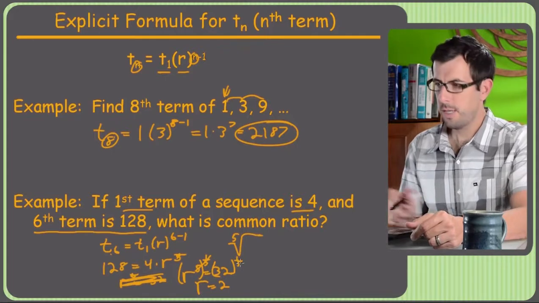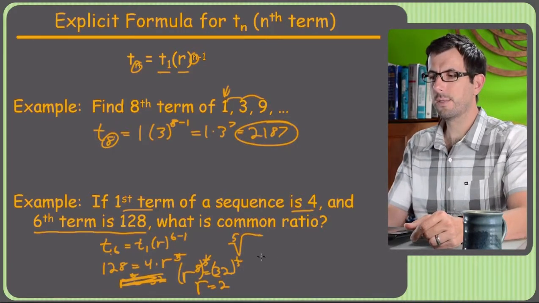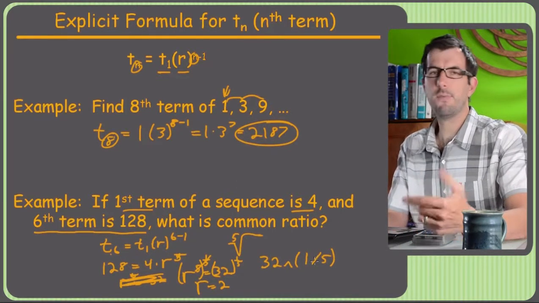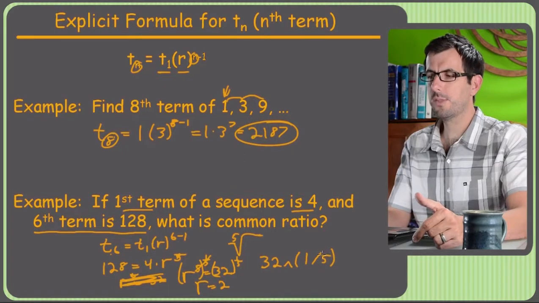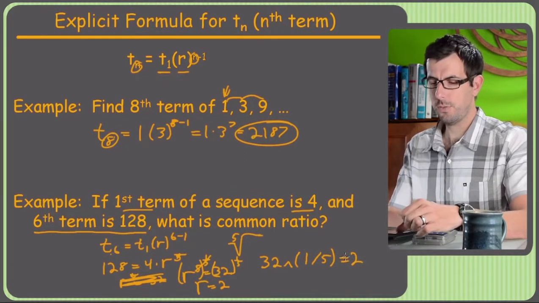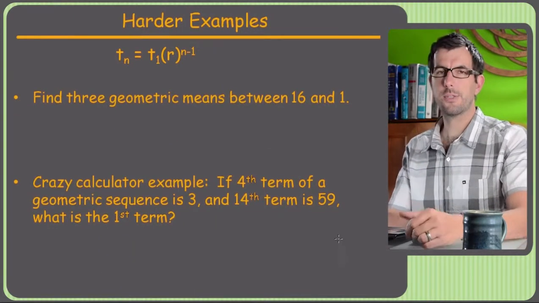Just be careful with parentheses. So what you want to type into a calculator is 32, and then the little exponent symbol. And at this point, you'll need a parenthesis, because you want 1 divided by 5 to be your power. You don't want to do 32 to the first power, then divide all that by 5. You want the power to be 1/5, so it's got to be in parentheses. But if you plug this in, you should get 2. All right, so those are kind of easier problems.